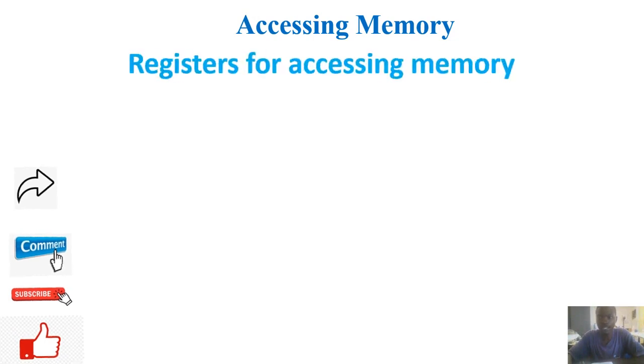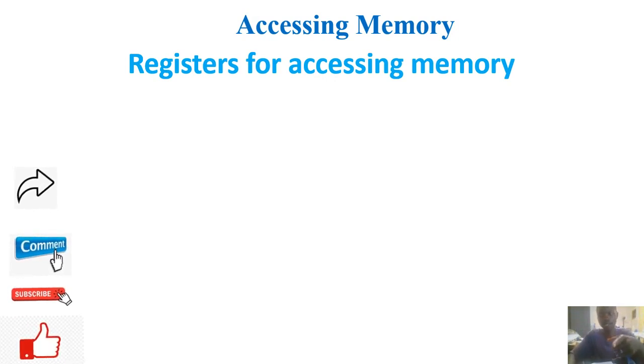Right, so to access memory, we can use the following registers. In general terms, we use base registers and index registers. These are the registers that we use to access memory. Which base registers do we use? We use BX and BP registers. BX is the base register and BP is the base pointer. Then we have index registers: source index and destination index. So these are the registers that we use to access memory.